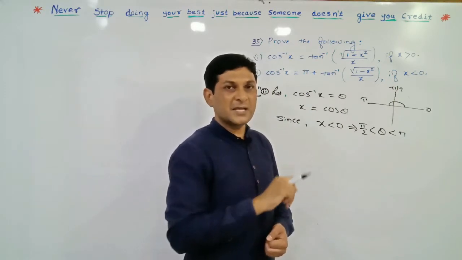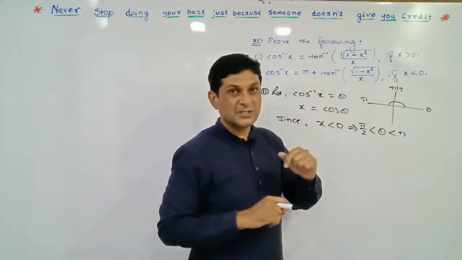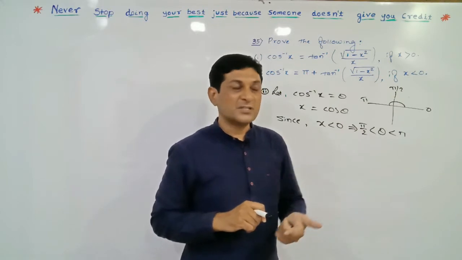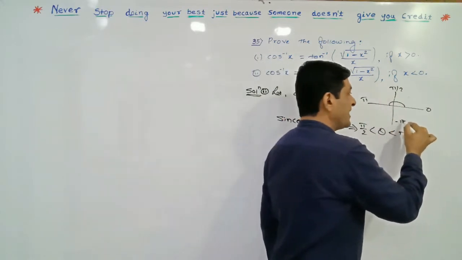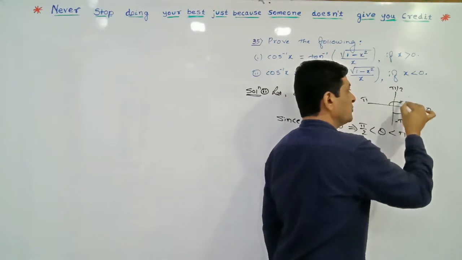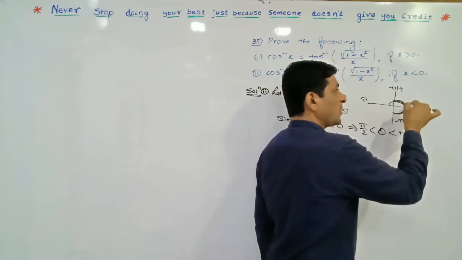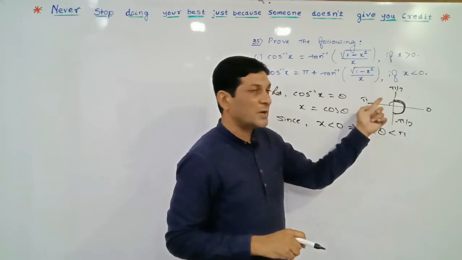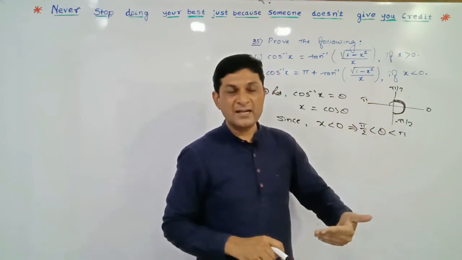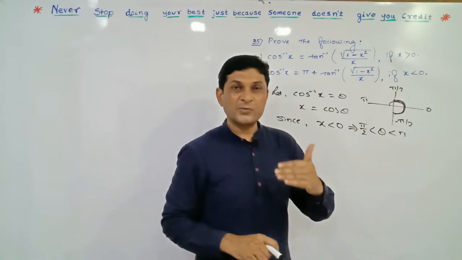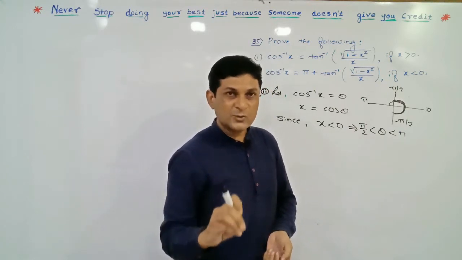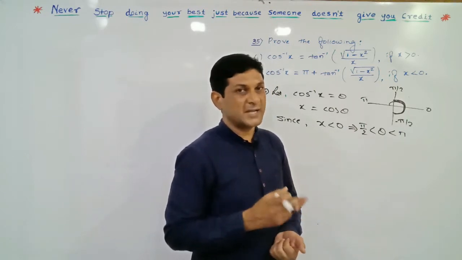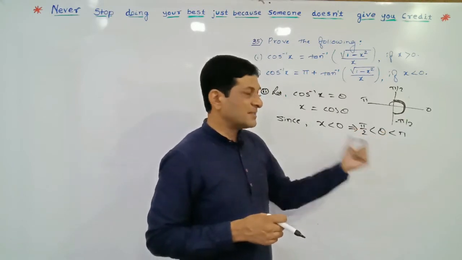But since our right hand side is related with tan inverse, and the range of tan inverse is in between minus pi by 2 to plus pi by 2, isn't it? So in which quadrant? First and fourth quadrant. But this theta lies in the second quadrant, so we can say that theta does not lie in the range of tan inverse. That's why we are simplifying it.